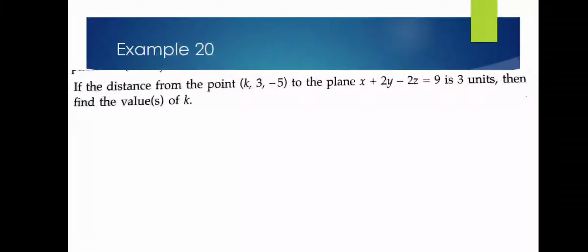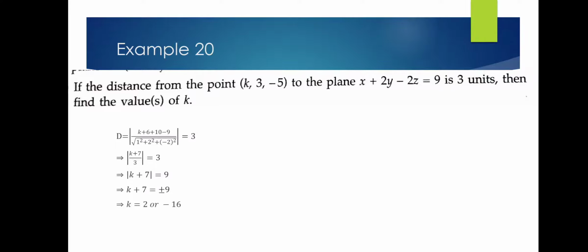Last one: if the distance of the point k, 3, minus 5 to the plane this is 3 units, then find the value of k. Just put it into the distance formula. That value is given to be 3. Calculate, and you get the value of k. Now mod of k plus 7 equals 9. Just remove the mod, then it becomes plus minus. So the value of k is 2 or minus 16.